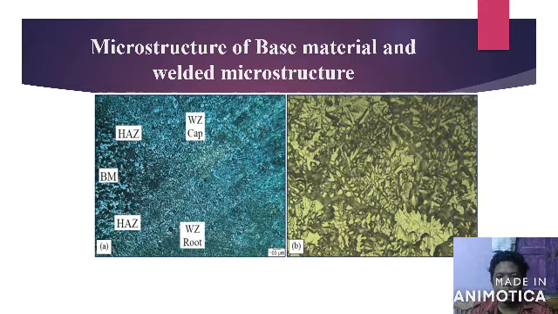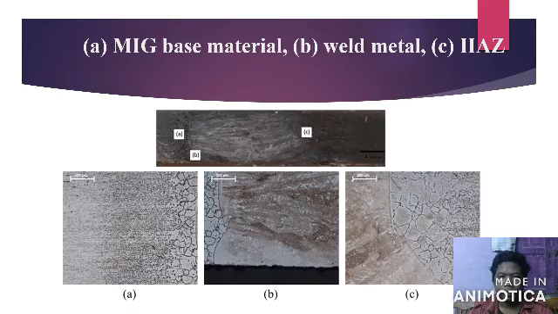This is the microstructure of base material and weld microstructure. WZ represents the weld zone, HZ represents the heat affected zone, and BM represents the base metal zone. This is also another image of the microstructure of the welding. On the A figure, this is the figure of MIG base material, the B figure is the weld material, and the C figure is the heat affected zone.